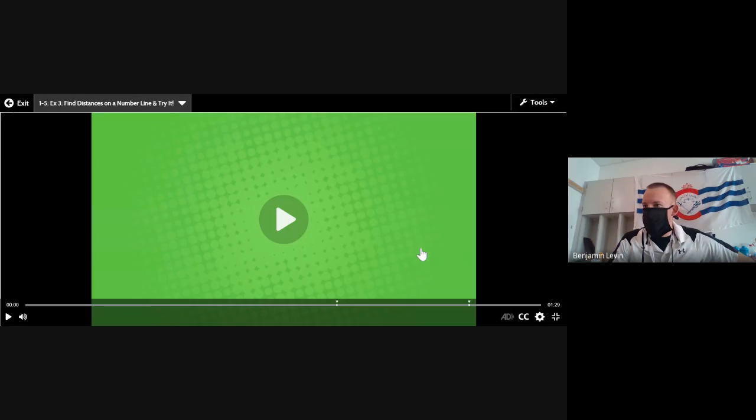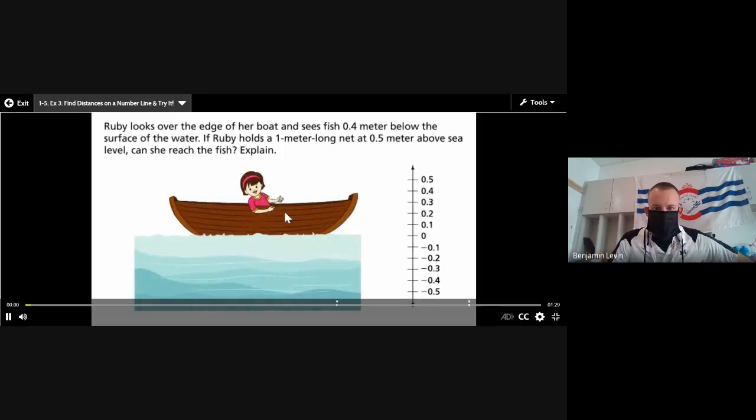So here's what we got. Ruby looks over the edge of her boat and sees fish 4/10 of a meter below the surface of the water. If Ruby holds a 1 meter long net at 5/10 of a meter above sea level, can she reach the fish?